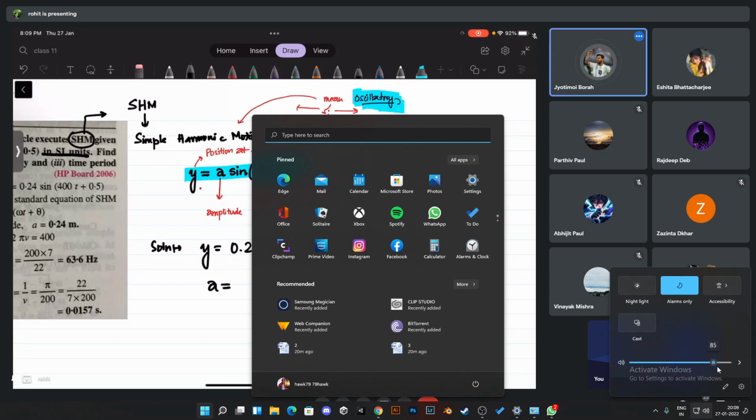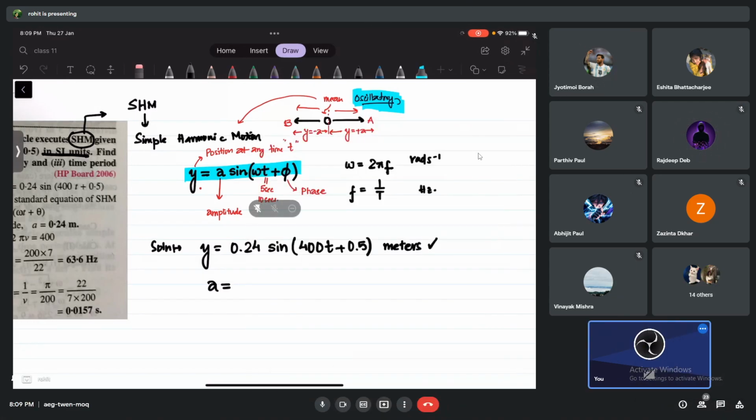So 0.24, okay, correct, but it is not complete. Can I just say 0.24? I have to mention the units also. So what is the unit? Meters. Amplitude is going to have units of meters. Y also has units of meters, and amplitude also has a unit of meters, okay.